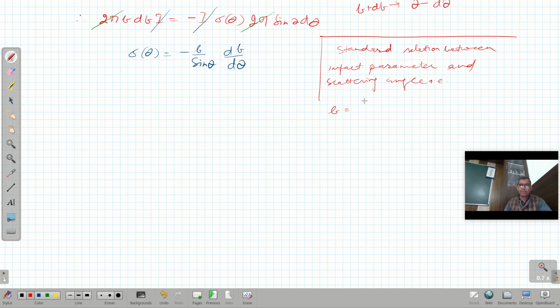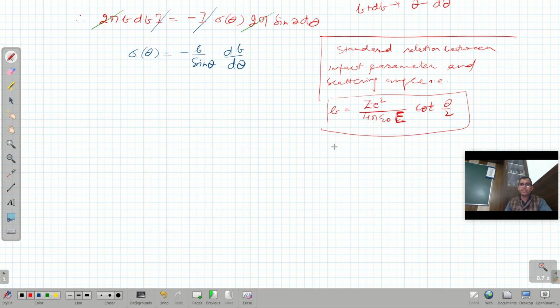b is equal to Ze² over 4πε₀E times cot of θ/2. This is a standard relation. I will derive this later on, but for the time being you can remember this relationship between scattering angle and the impact parameter. So using this, I can calculate, say, b is equal to this one.